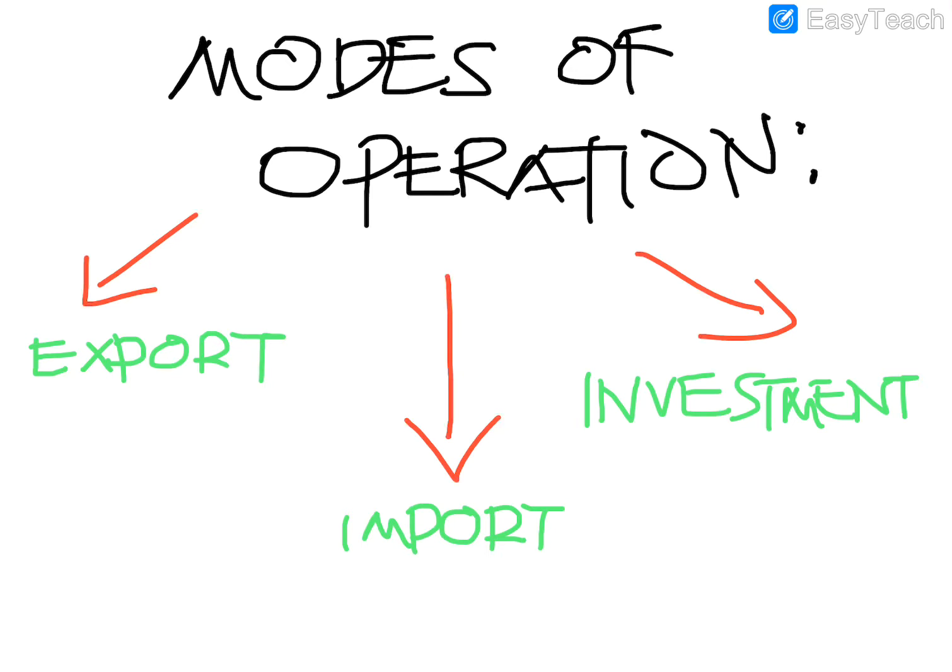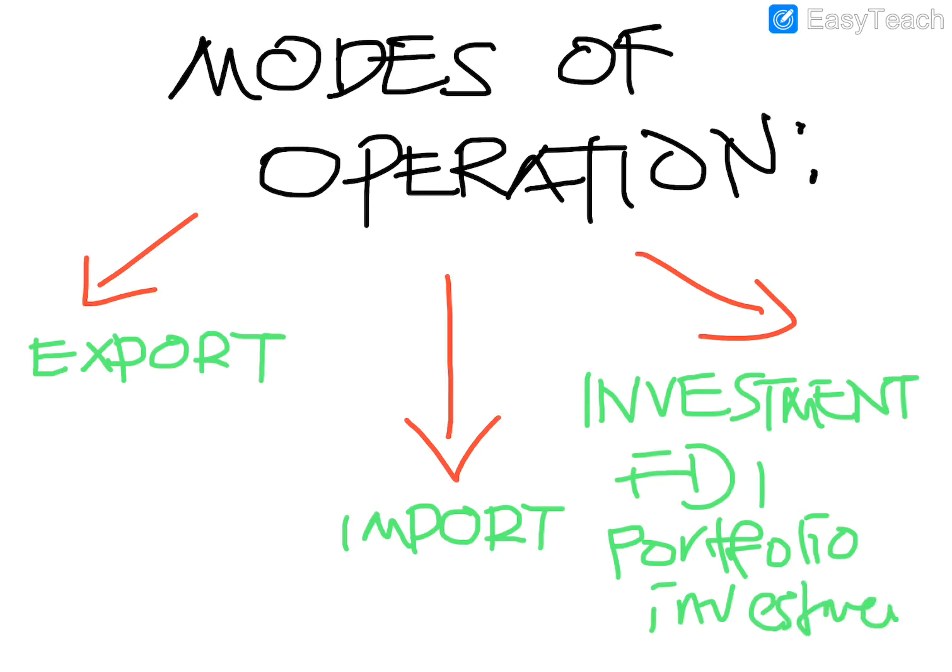And we have import. Import is the goods that are brought into the country, from another country to Malaysia. Then we have investment. Investment includes what we call FDI, foreign direct investment, where the investor takes a controlling interest in a foreign company, or we also call it a joint venture, or portfolio investment. I hope you're clear about these modes of operation: export, import, and also investment.